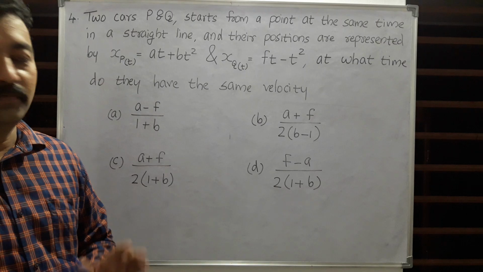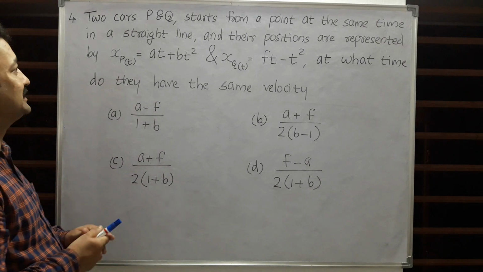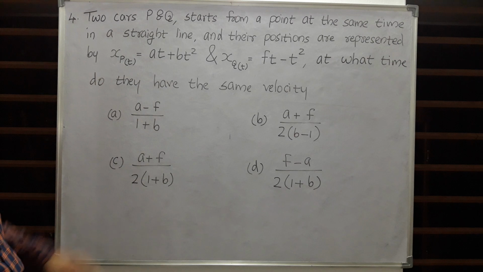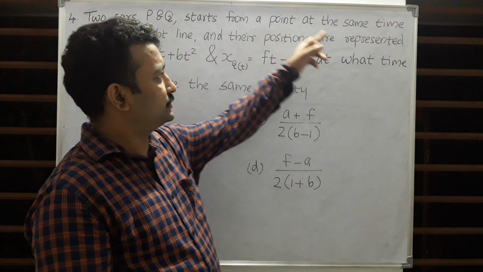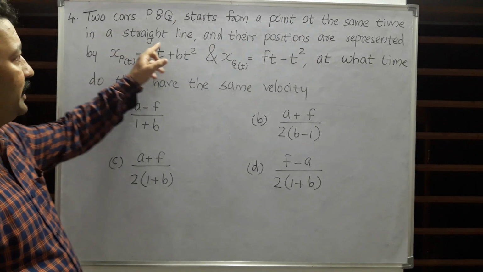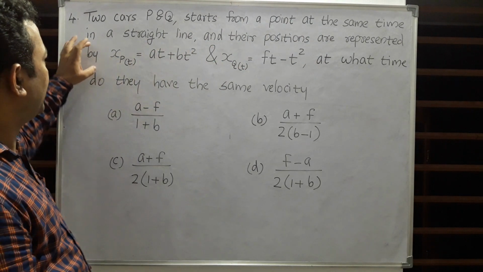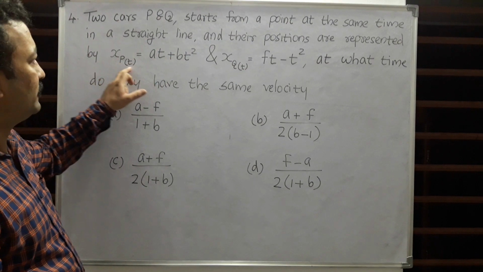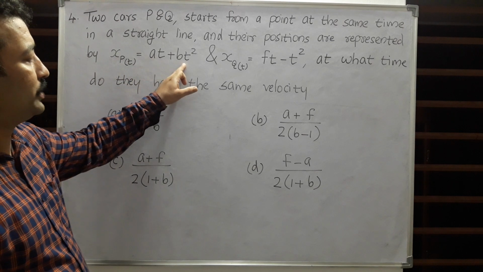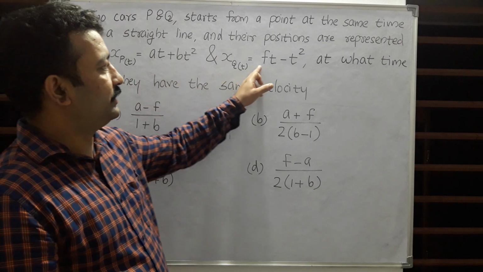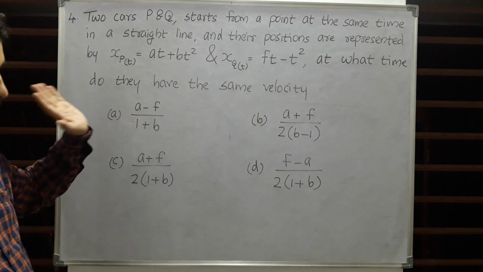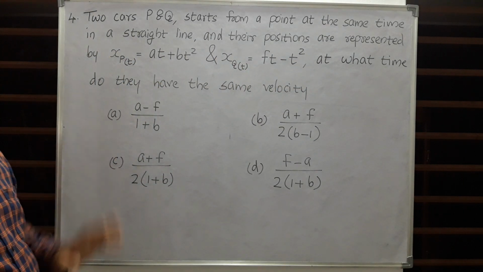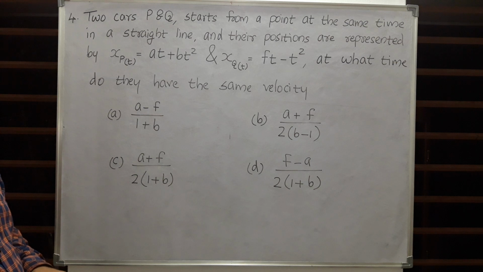That's it. We are into the next question. It is a long question. You have two cars P and Q that start from a point at the same time in a straight line, and their positions are represented by two expressions: xp of t is equal to at plus bt square, and xq of t is equal to ft minus t square. That is the given situation. The question is, at what time do they have the same velocity?